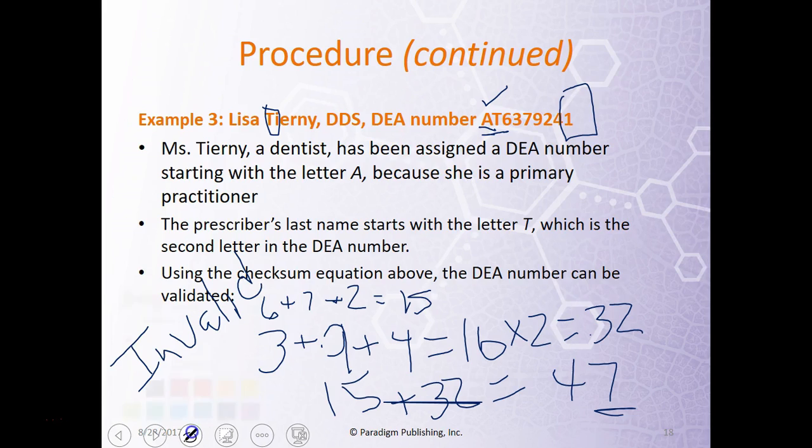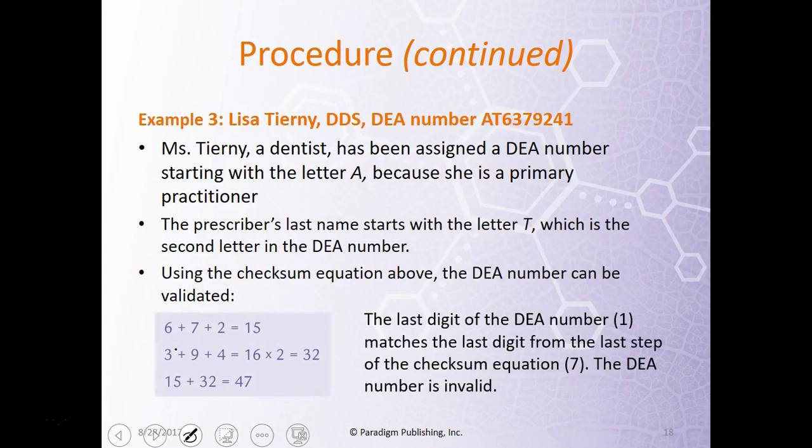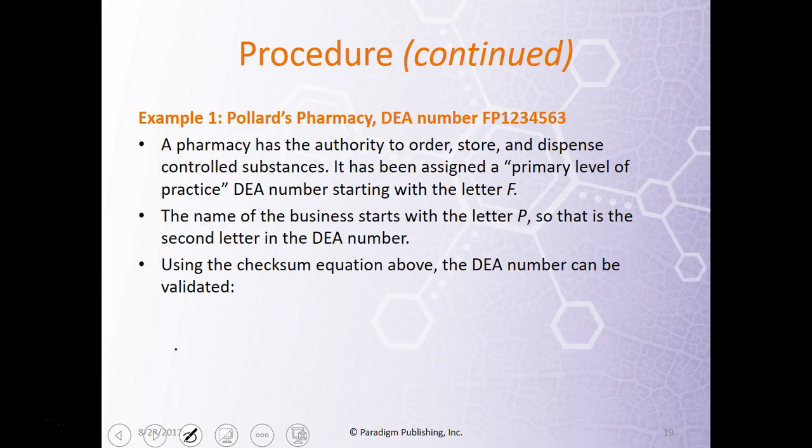So let's erase this and look at the slide. So we see verification should have been a 7. All right. Pollard's Pharmacy, DEA number, F. Okay, so primary practice site, F. Okay, that's okay. So that one's good. A, B, or F for pharmacy. P because it's Pollard's Pharmacy.